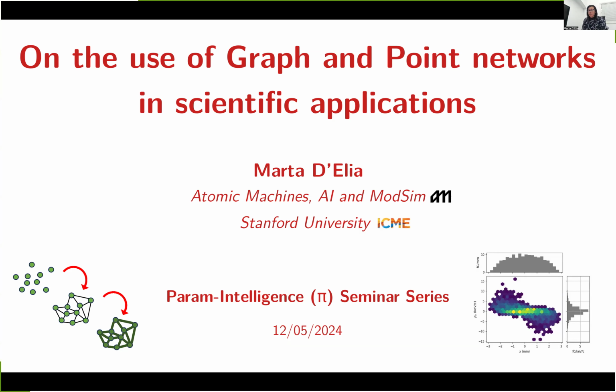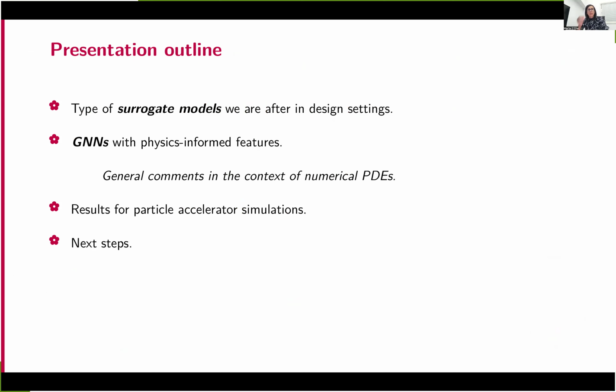But yeah, so everything that you're going to see today is supported by Stanford University and in particular by the SLAC Center. I'm going to start by presenting the surrogate models that we're interested in. So the type of surrogates that we're after, in particular in design settings, scientific and industrial design settings. I'm going to focus specifically on graph neural networks because these are the networks that I've been using since I moved to industry for several reasons, and I'll explain some of them.